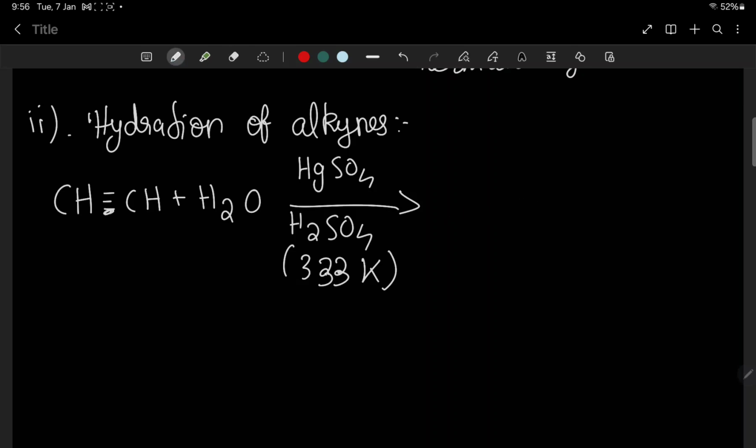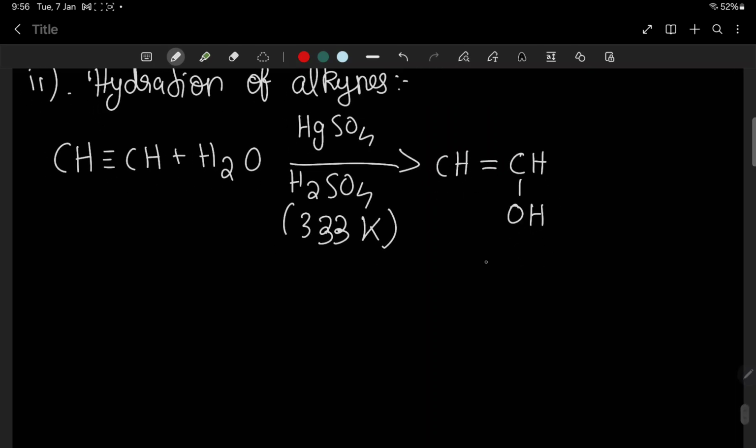Here one bond will break, and this will go and attach with OH like this. So what happened? The compound we are getting here is CH double bond CHOH. Now you know that there is something called 1,3 tautomerism, 1,2 tautomerism and all. So isomerism happens, that is tautomerism.